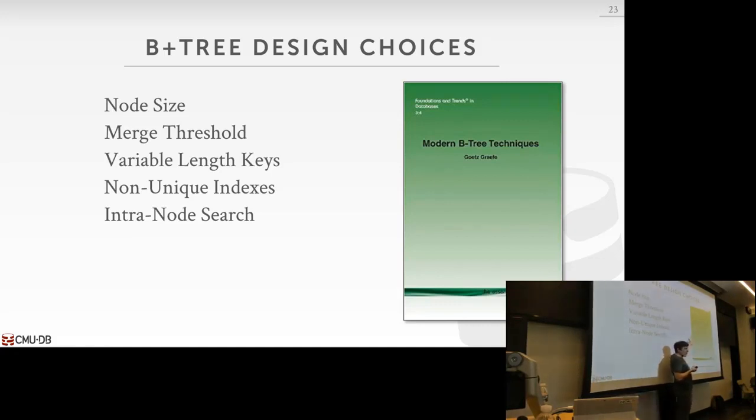There's a great book written a few years ago by Goetz Graefe, who's a famous database researcher. He's going to talk about a lot of the stuff he's done for query optimization later on. But he wrote this book covering all the modern techniques, tweaks, and optimizations you can do in a B plus tree in a real system. So we're going to cover some of these things. And actually, it's a really light read, and it covers all the really important topics in a way that's easy to read. So we'll talk about how to handle different node sizes, how to do merging, how to handle variable length keys, the non-unique keys, what they asked about, and then intra-node search, how to do better searches inside the node.